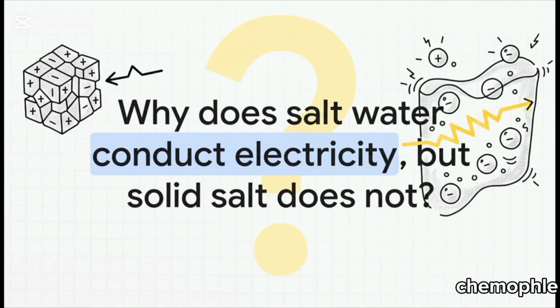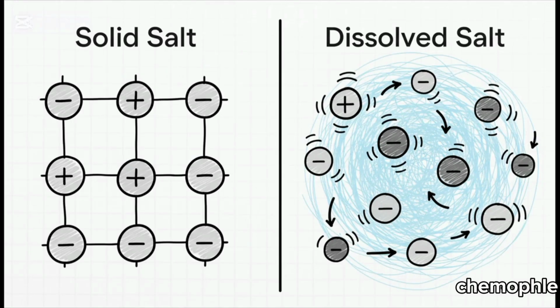Okay, time for a little pop quiz. We know that ionic compounds are made of charged particles, right? So, why can't solid salt conduct electricity? But the moment you dissolve it in water, it becomes a great conductor. What's the deal with that? The secret ingredient here is movement.